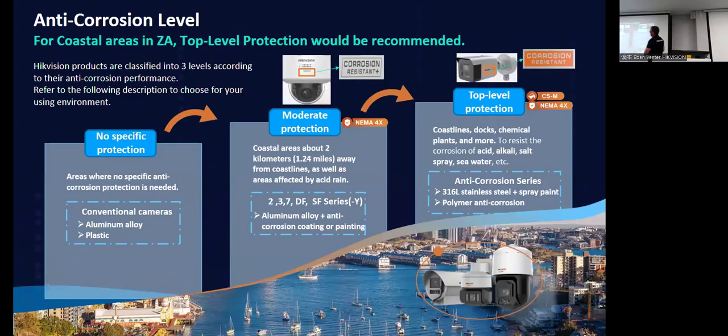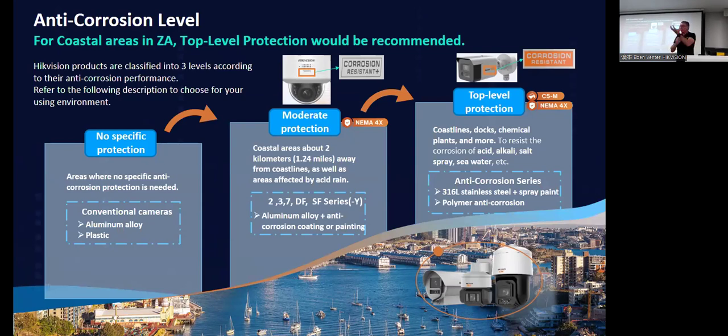So here's the anti-corrosion level. First up is our normal conventional camera, which is an aluminum alloy or a plastic. They're all out there. They're not good for corrosion. Next one up is our modern protection, which is the camera you'll see on the paint. It says corrosion resistant plus, which is only NEMA 4.